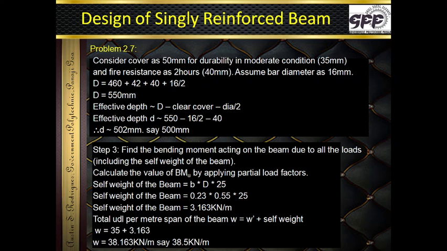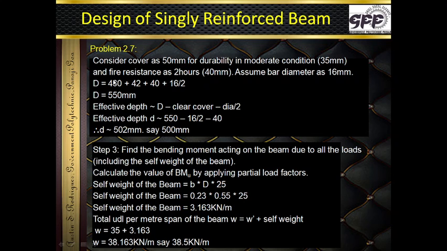My effective depth would be approximately equal to the overall depth minus clear cover minus half the diameter. So that would be 550 minus diameter divided by 2, which is 16 by 2, minus clear cover, which is 40. We are assuming clear cover is 40. So d comes to 502. Say I take it as 500, there is no problem. I have taken it as 500.